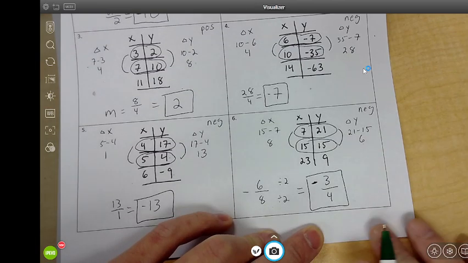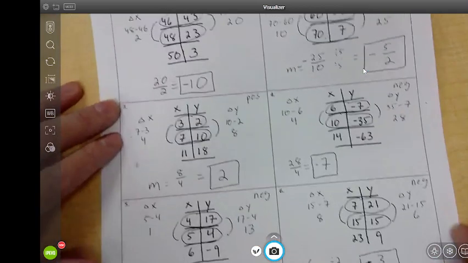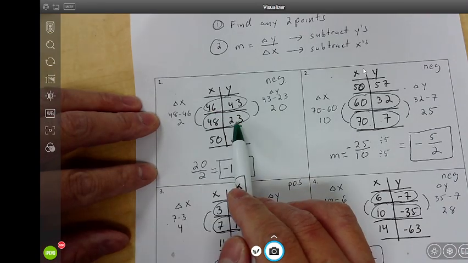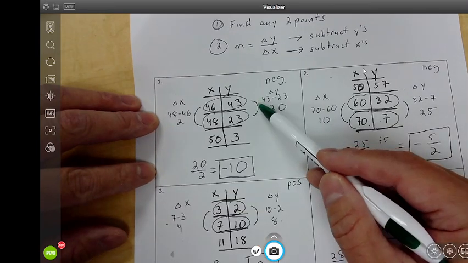One last thing that I want to say is that these are not proportional functions, okay? Realize if I did 43 divided by 46, I don't get the same thing as 23 divided by 48. 43 over 46 is not the same as 23 over 48. They're different, okay? So you wouldn't treat it like the proportional functions that you've been doing. We have to actually find the change in y over the change in x.